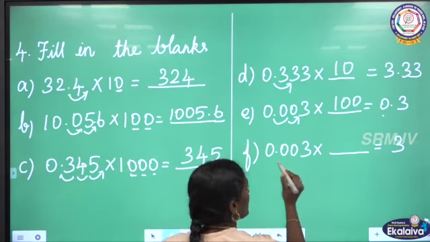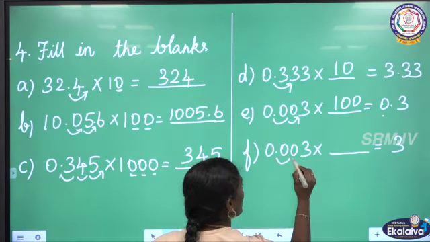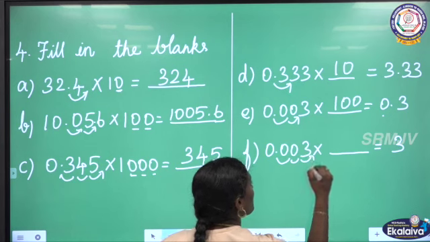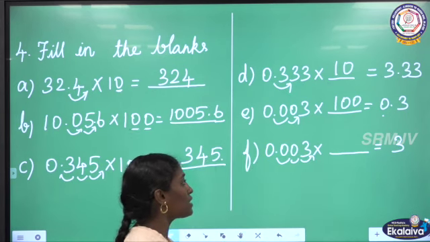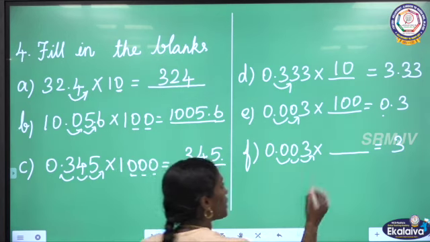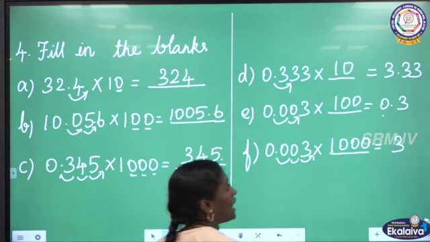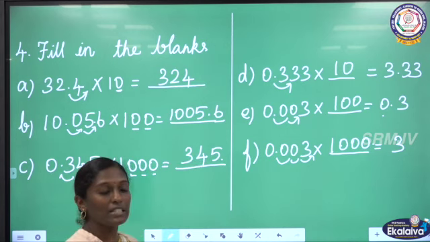Here, 0.003, here the number is 3. The decimal point moved 3 places to the right. 3 places means while multiplying the number by 1000, the decimal point will move 3 places to the right. So the answer is 1000. Is it clear, children?